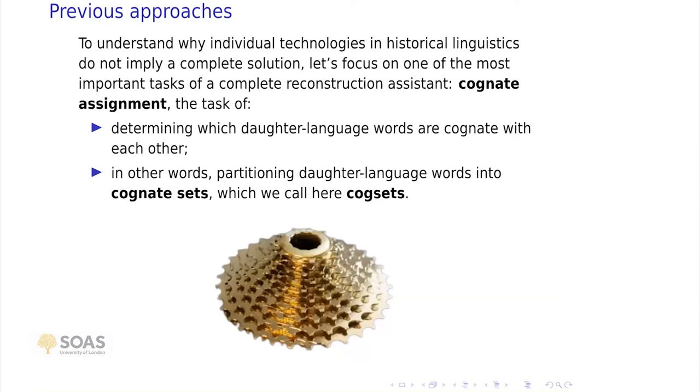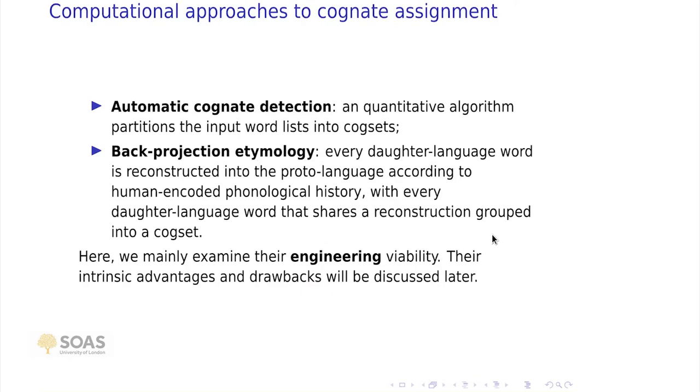So this word is cognate to that word. You put them all together and you call it a cognate set. I call it a cog set. So there are two basic computational approaches to cognate assignment. The first one is automatic cognate detection. Basically it's an algorithm, which is quantitative, kind of language agnostic. You just give it an input, the word list, and it tells you which word is cognate with which. That's the first idea. The second idea is that of back projection etymology.